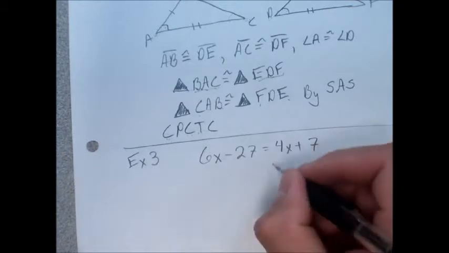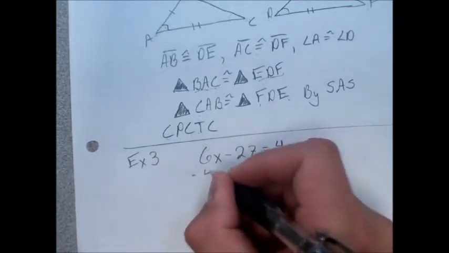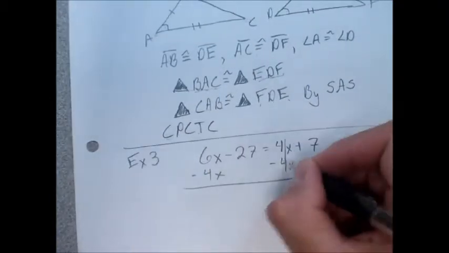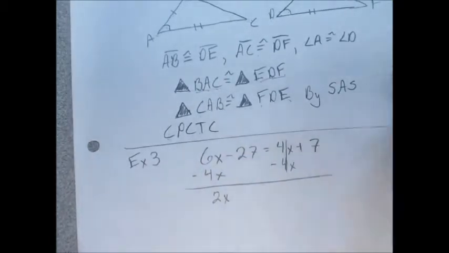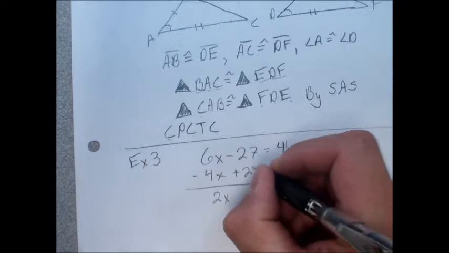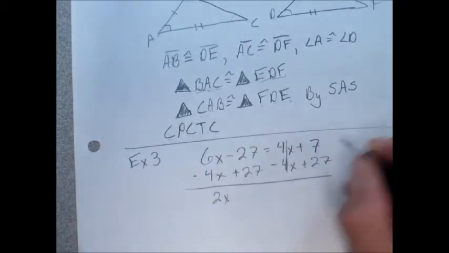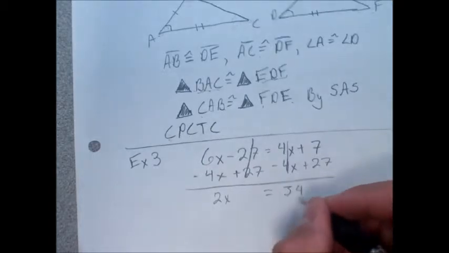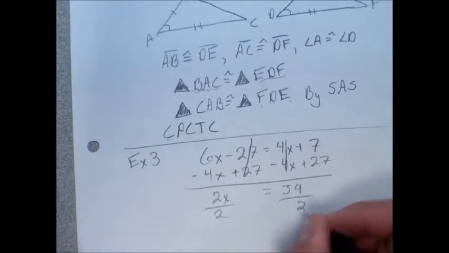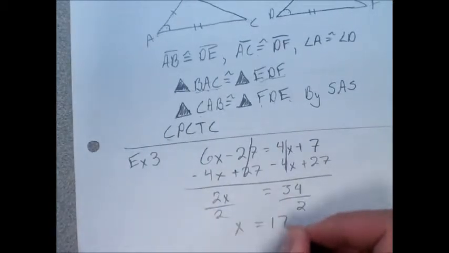I need to move my 4x. That goes away. I get 2x. Then I need to move my 27. So I'm going to add 27 to both sides. Those cancel. So I have 2x equaling 34. I divide by 2. 17 is my final answer.